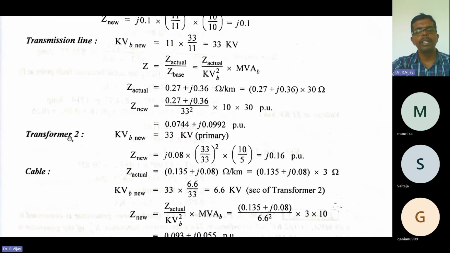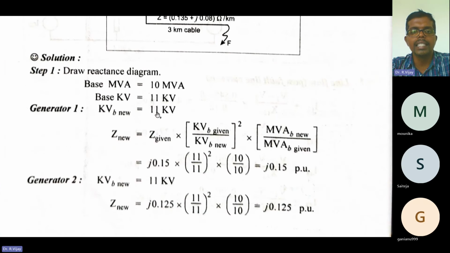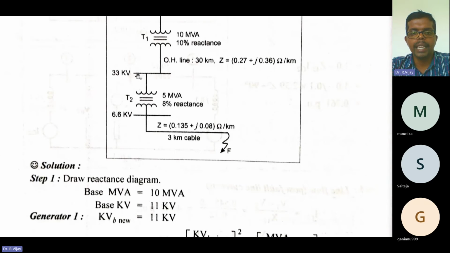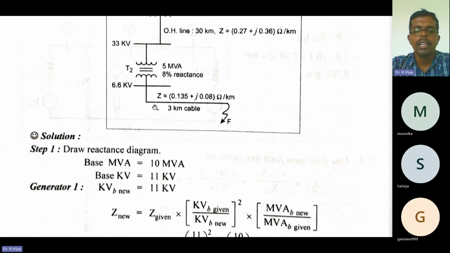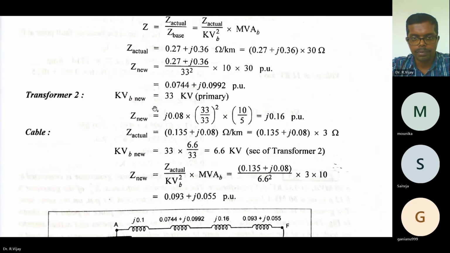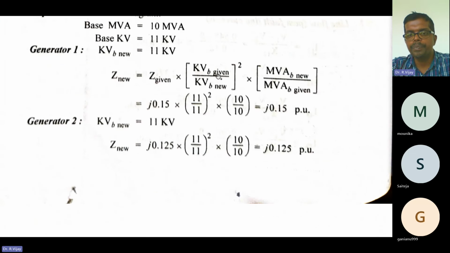Next, coming to transformer number 2, this is the Z new value for the transmission line that you already calculated. For transformer number 2, what is the base kilovolt new? That is 33 kilovolt, the primary side, which is given in the problem. So Z new is equal to the same formula: Z old into (KVB old divided by KVB new) the whole square, into MVA new divided by MVA old.